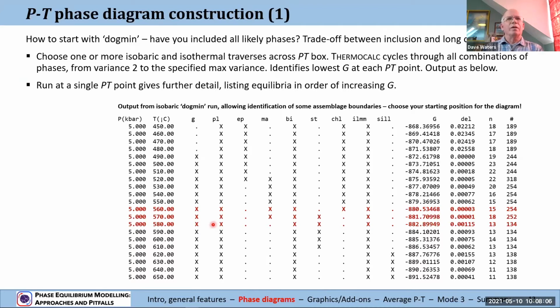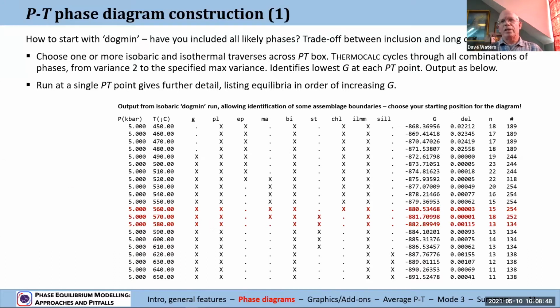To start, you really need to know, ideally, some sort of nice low variance field that will allow you to begin and work outwards. And to begin with, it would be a good idea to actually do some free energy minimization. And there's this command, do-gmin, or dogmin, as some of us call it, which has effectively a brute force method of free energy minimization. It takes the phase list you've provided, and it goes through each possible mineral assemblage to find the mineral assemblage that has the lowest free energy.